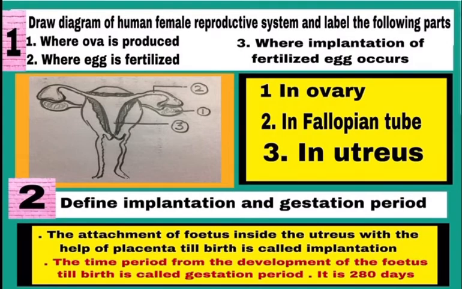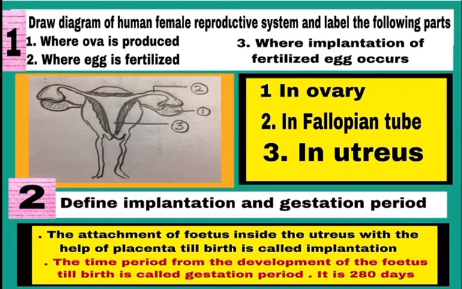Question number 1. Draw a diagram of the human female reproductive system and label the following parts. Draw the diagram with a pencil as shown here and label the parts. Number 1. Where is ova produced? It is number 1 in the diagram. Ova is produced in the ovary.